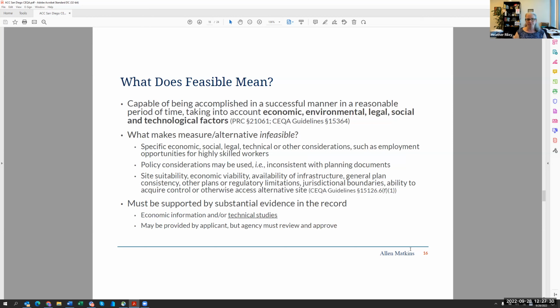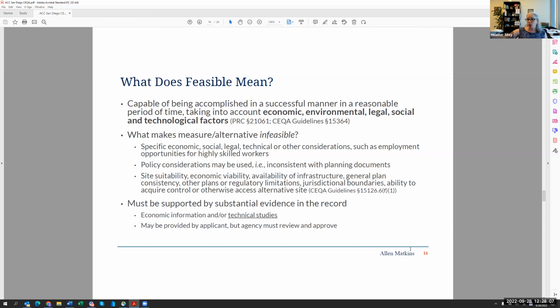What does feasible mean? Feasible means that you've looked at economic, environmental, legal, social, and technological factors, and you've determined this is possible in a reasonable amount of time. So what is important for my job when I'm talking about producing housing, when I'm talking about developing the One Paseo project, when I'm talking about any of the projects I work on, I actually think infeasible is more important, because the reasons you're allowed to say something is infeasible is there's an economic, social, legal, technical reason that this doesn't work. And as I said, sometimes it's general plan goals.